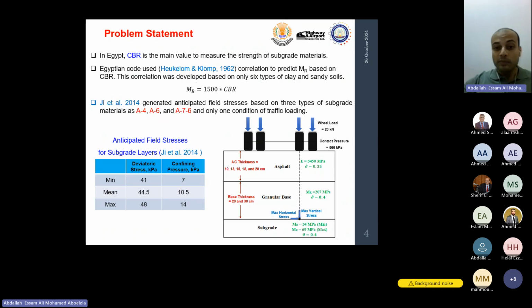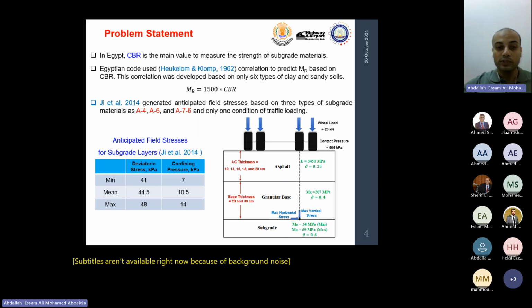The characterization of pavement layers, as shown in the figures, includes the asphalt, granular base, and subgrade. For the asphalt layer thickness, five values of thickness were used as shown in the figures. And for the granular base, only two thicknesses of base layers were used, as commonly used for pavement sections. And for the subgrade materials, they used two values of resilient modulus depending on linear analysis to generate the anticipated field stresses.